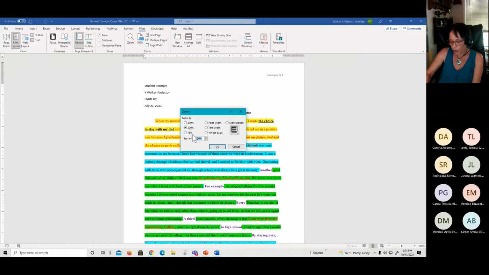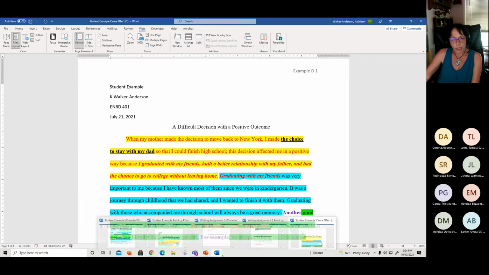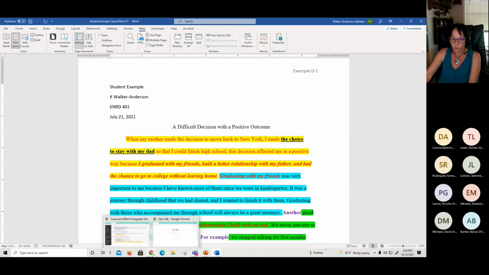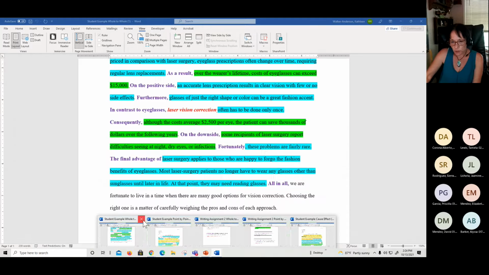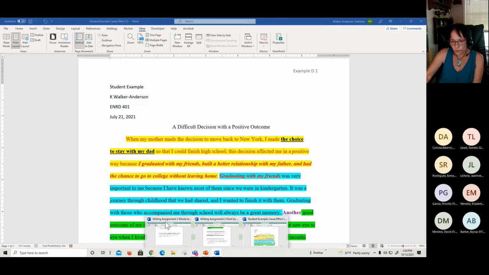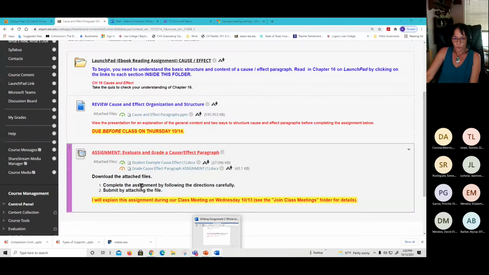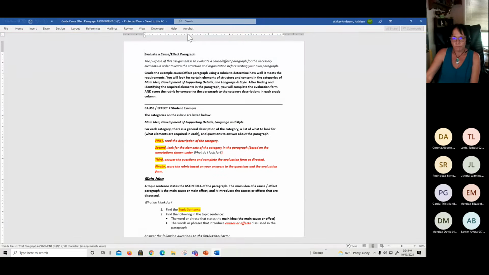Okay, so you have this paragraph, and this is the example cause and effect paragraph. This is the one you're grading. Whereas for the compare contrast, you used eyeglasses versus laser surgery, this is what you're doing for this one. And I'm going to close some of these out. All right. Okay. And this is the assignment to read the paragraph and grade it.